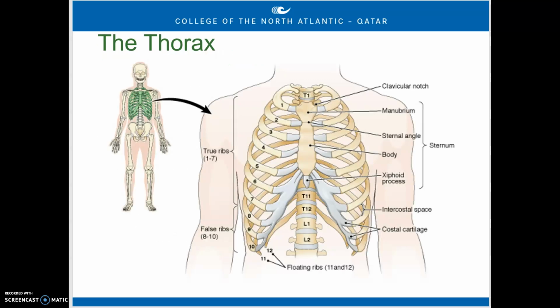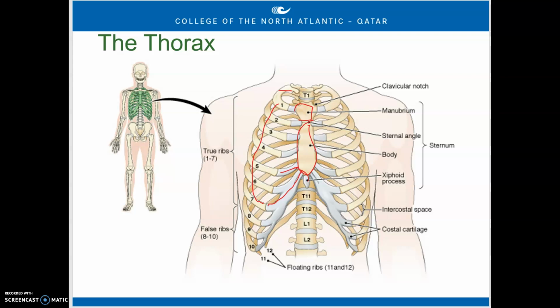So here's a look at what we've just been talking about. T1 down to 7, these are going to be our true ribs because they're connected through the intercostal cartilage to the sternum. So here's our sternum here, large flat bone, and then this up here is the manubrium, which will connect to the scapula. So those are our true ribs.